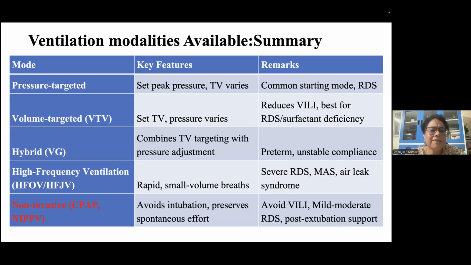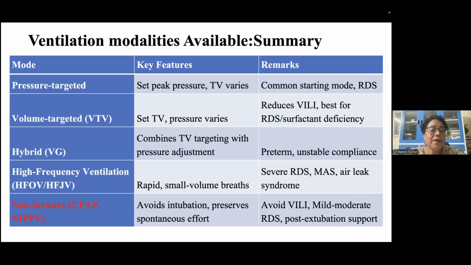We might have hybrid kinds of ventilators where we can combine volume targeting with pressure adjustment. It has been found that this is the most useful method of ventilation for preterm babies with unstable compliance. We might have a facility for a high-frequency ventilator, which gives rapid small-volume breaths, but it is usually used in units as a rescue therapy when conventional mechanical ventilators are failing. So in severe respiratory distress syndrome, meconium aspiration syndrome, or air-leak syndromes, we might use high-frequency ventilation.